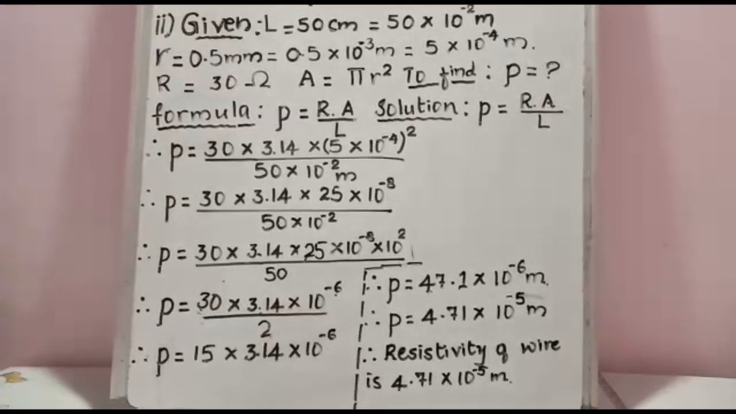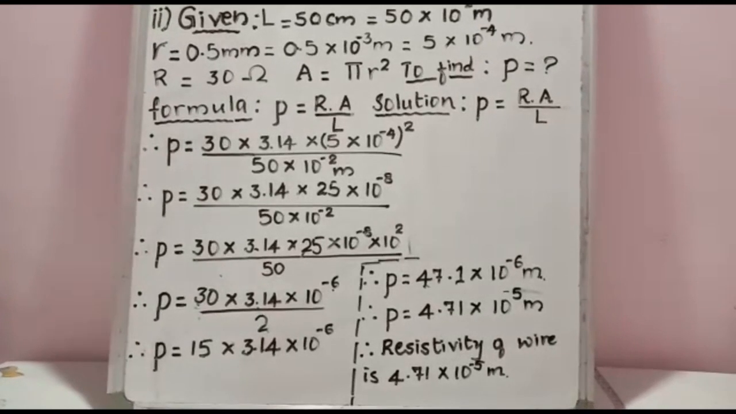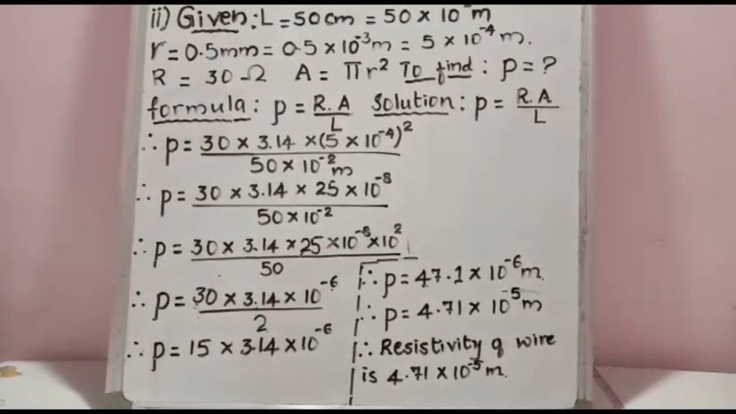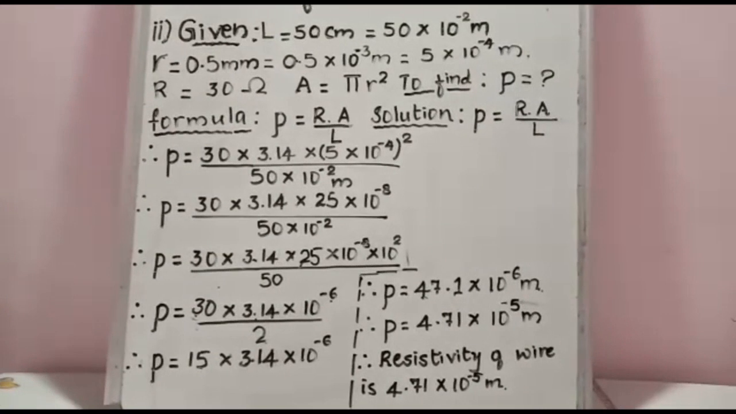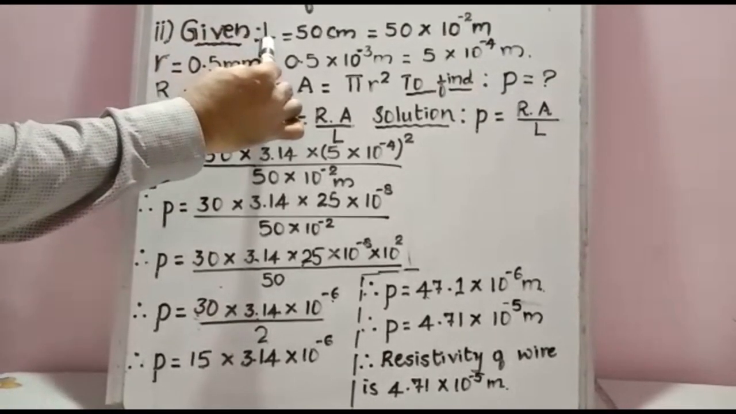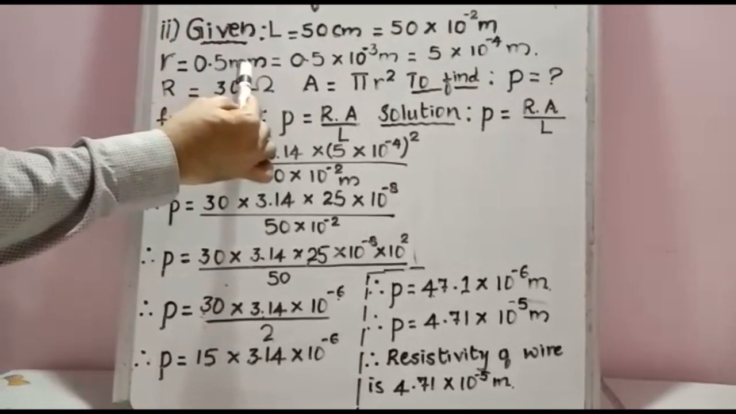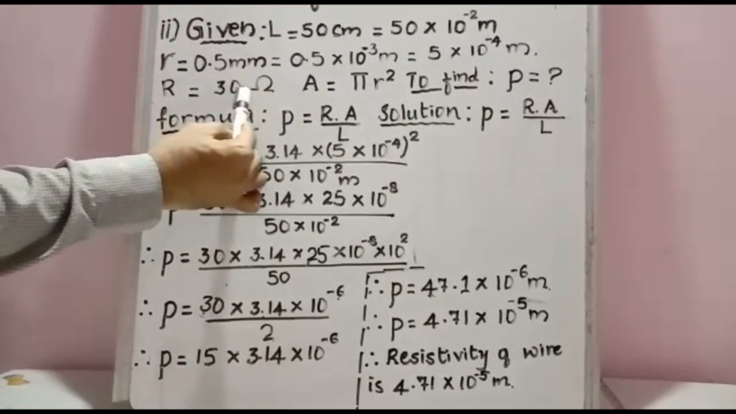Let's start with example 2. In the second example, length, radius and resistance of a wire are given. We have to find out the resistivity of the wire. Length is given as 50 centimeter. We have to convert this into meter. Radius is given as 0.5 millimeter. This also we have to convert into meter. Resistance is given as 30 ohms.